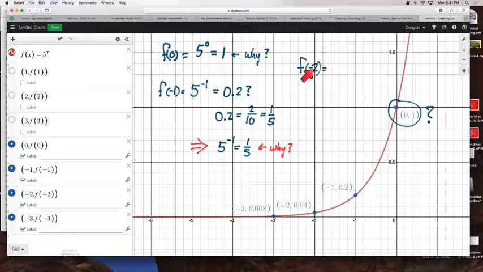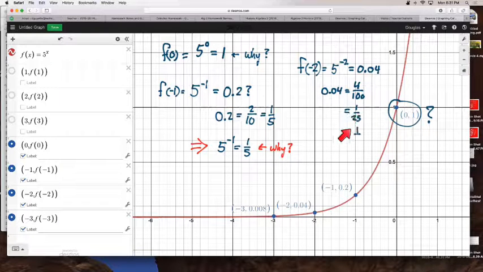Before I do that, f of negative 2. According to Desmos, it says f of negative 2 is equal to 0.04. So I took 0.04 as 4 over 100. 4 over 100 reduces to 1 over 25, and 1 over 25 is 1 over 5 squared. So once again, I see that 5 to the negative 2 is equal to 1 over 5 squared. 5 to the negative 1 is equal to 1 over 5, and 5 to the 0 equals 1.